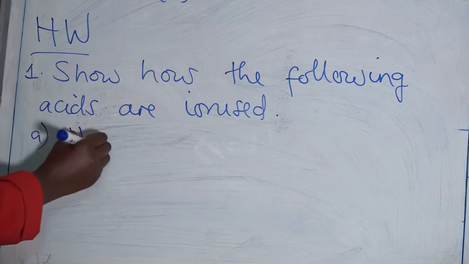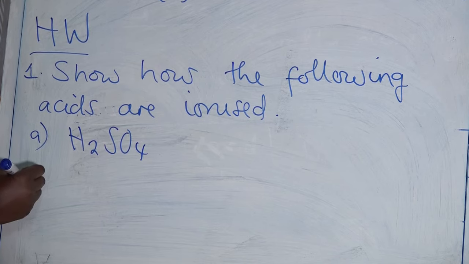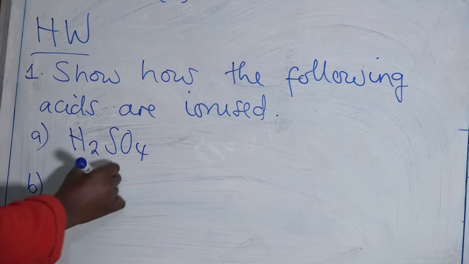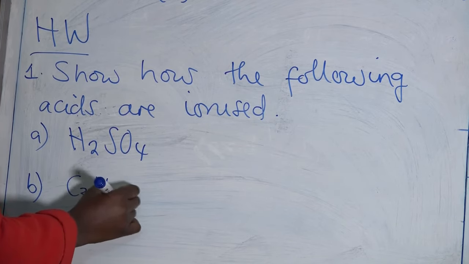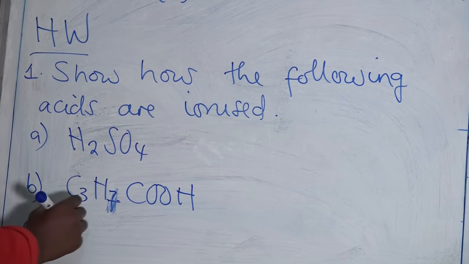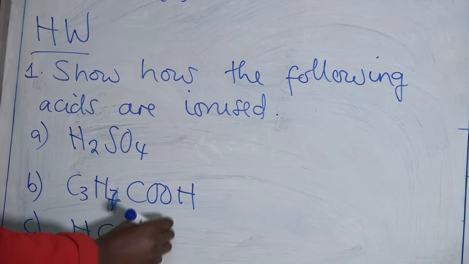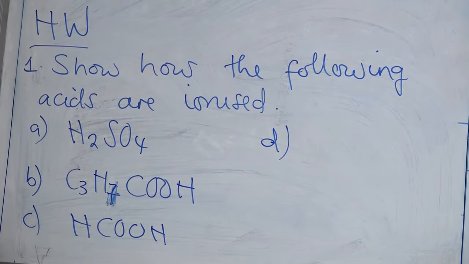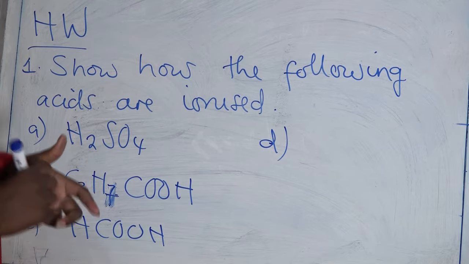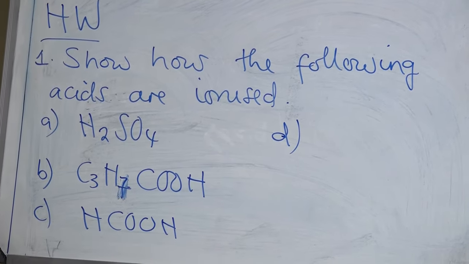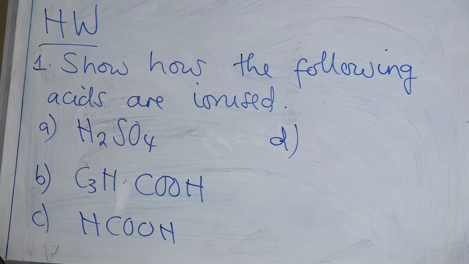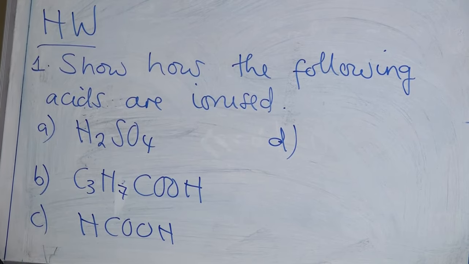Sulfuric acid, butanoic acid, methanoic acid. Okay, these three are enough. Show how sulfuric acid, butanoic acid, and methanoic acid are ionized.